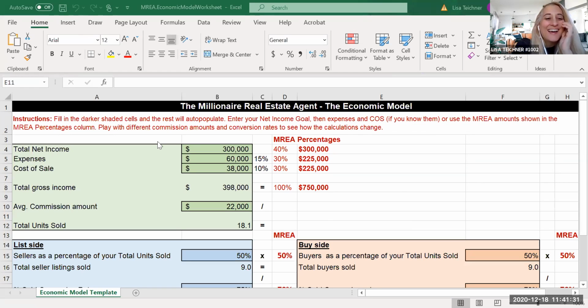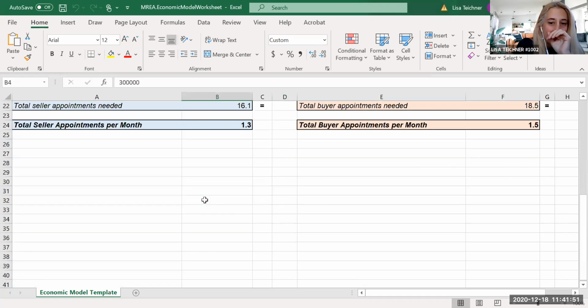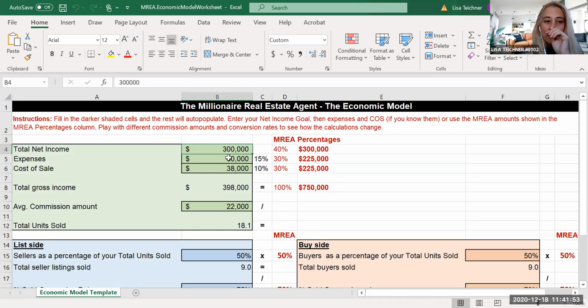It's a spreadsheet. And it will automatically tell you where you are compared to the Millionaire Real Estate Agent book's ideal percentages, depending on where you're at in gross commission income or what you want your income to be. This one allows you to do a net income, but I don't think it includes taxes. No, it's really net income after you take out expenses and cost of sales. So for example, it's just a cool tool to show you.